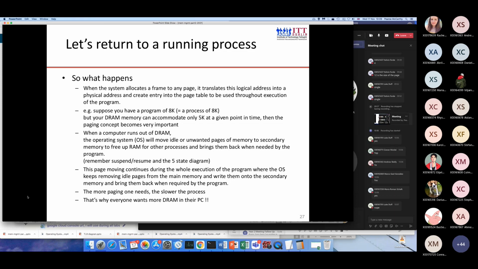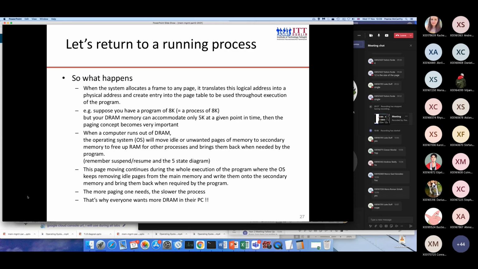And there's a reminder. This page moving continues during the whole execution of a program, where the OS keeps removing idle pages from main memory, writes them into secondary, and brings them back when required by the program. Sometimes it writes them out to secondary, like in the case of suspend and resume. Sometimes it doesn't. Sometimes it's just bringing a new page from hard disk into the DRAM. It doesn't need to write anything out to the hard disk. It's just bringing new ones in. The more paging one needs, the slower the process. That's why everybody wants more DRAM on a PC.